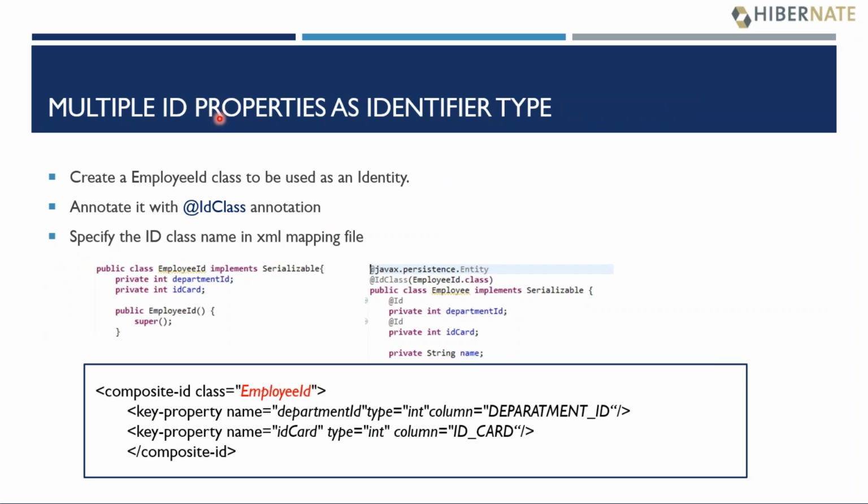So multiple ID properties as the identifier type. That is one of the ways.